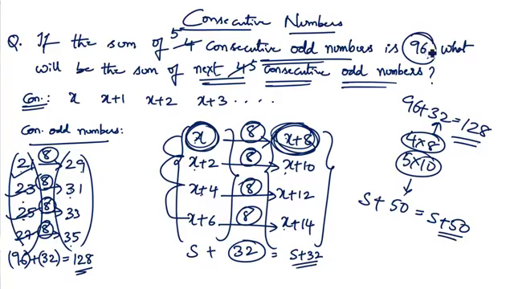Of course, in that case the sum cannot be 96 because sum of 5 consecutive odd numbers cannot be an even number. It has to be an odd number, but whatever be the value, if it is s here, the next 5 consecutive odd number sum will be s plus 50.